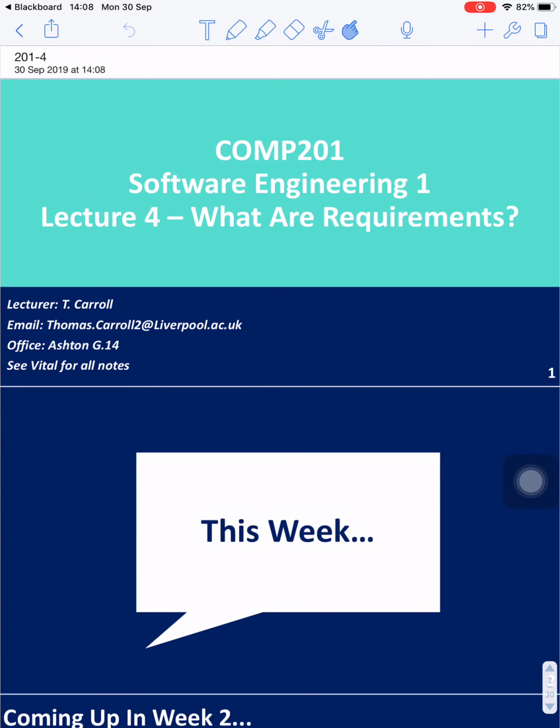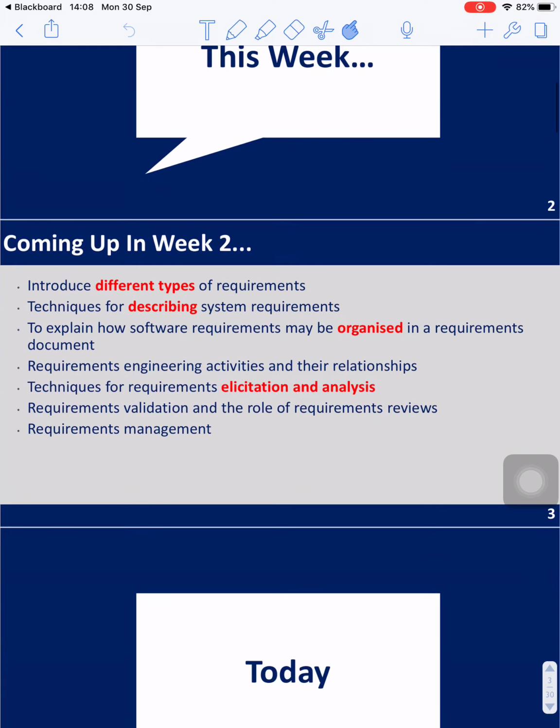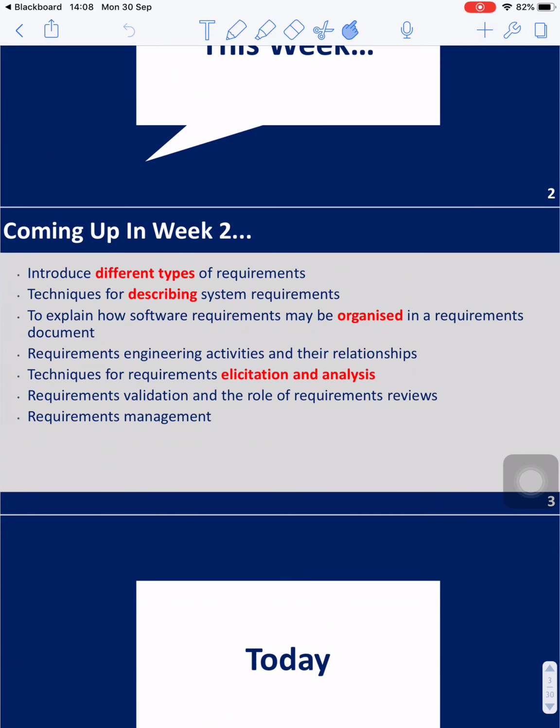So today we are going to talk about Software Engineering 1, Lecture 4: what are the requirements? This week, we are going to talk about the different types of requirements and the techniques for describing system requirements, and explain how software requirements may be organized in a requirements document.